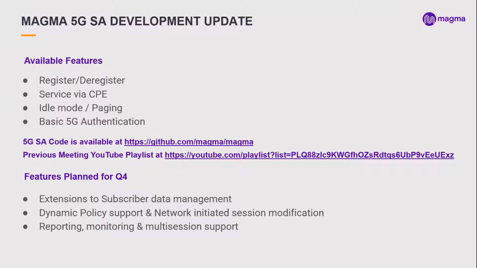And the features that are planned to be available in Q4, the important ones, say the 5G QoS and dynamic policy support, and then some level of reporting, monitoring, and multi-session support. These are planned for Q4. As such, reporting and monitoring is already there in Magma as part of the 4G implementation. So the plan is to add extensions to support 5G related reporting and monitoring.